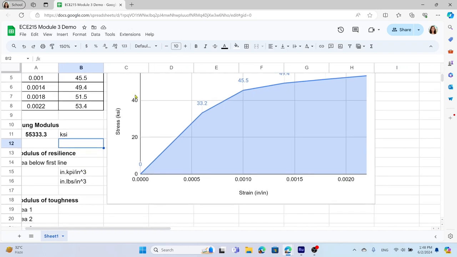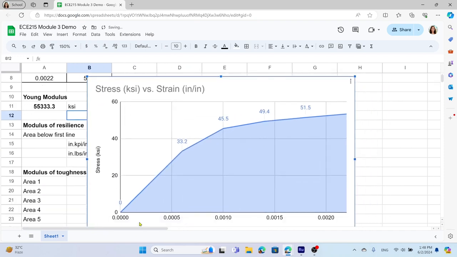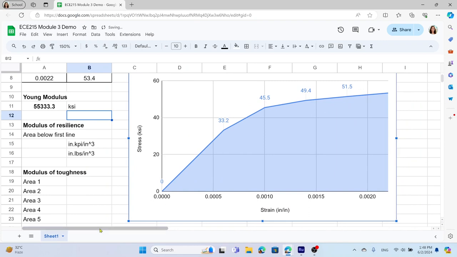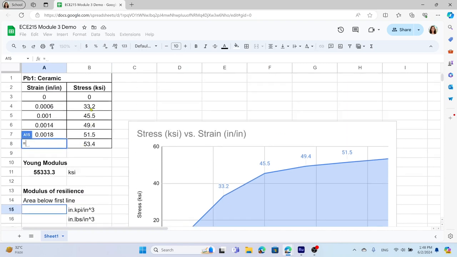Second question, find the modulus of resilience. Let me move that down. The modulus of resilience would be the area below the first line, just below the elastic part. So we are there. This is this triangle there. Okay. So the area of a triangle will be the base times the height divided by 2. So 32.2 times the base, that is 0.0006, and divide by 2.